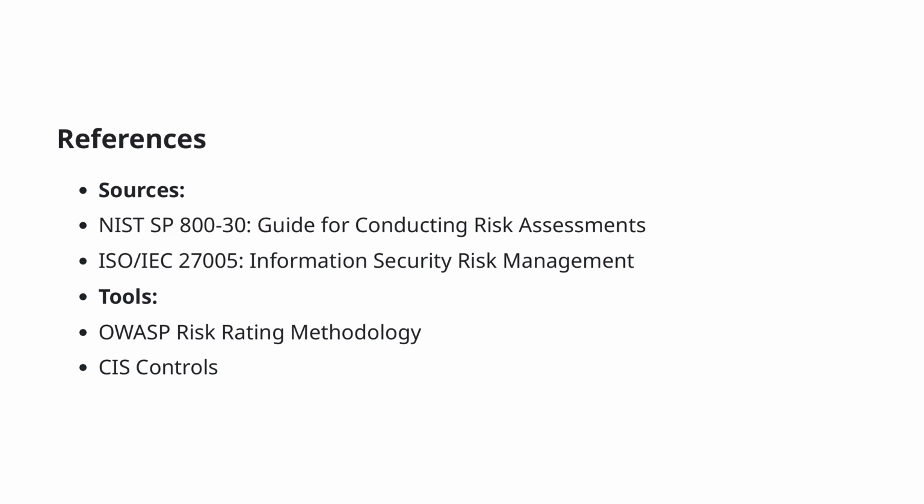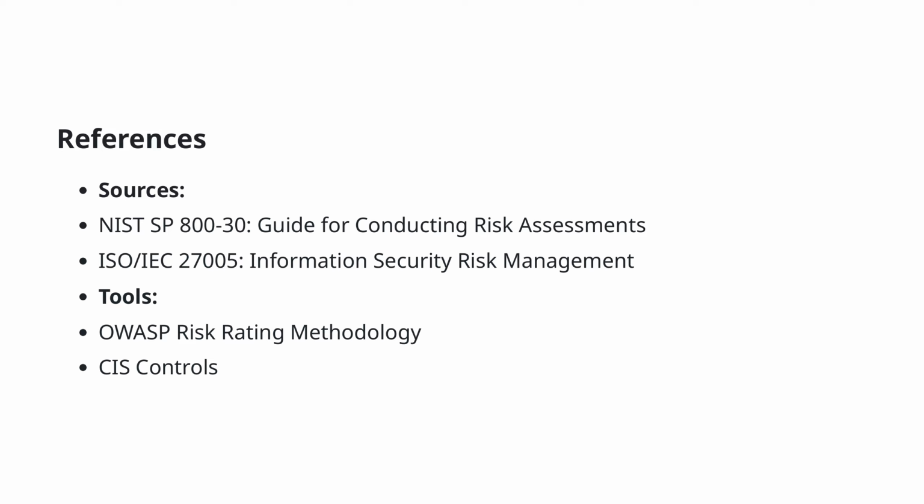For this slide on references, here are the key sources and tools you can utilize for effective risk management in your organization. First, we have NIST SP 800-30, which is a comprehensive guide for conducting risk assessments. This document provides a detailed methodology to help you identify and evaluate risks in your IT systems and information security. Next, ISO IEC 27005 focuses on information security risk management. It offers a systemic approach to managing risks related to information security within any organization.